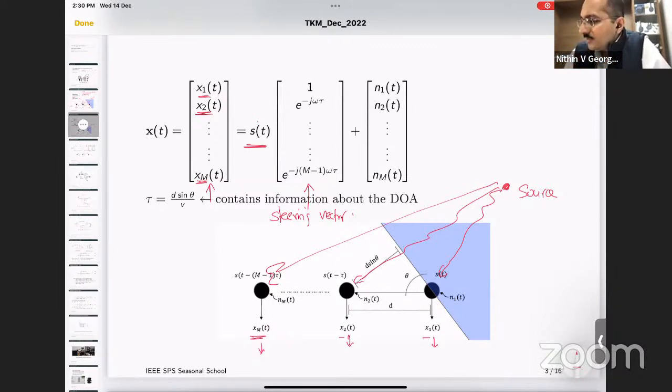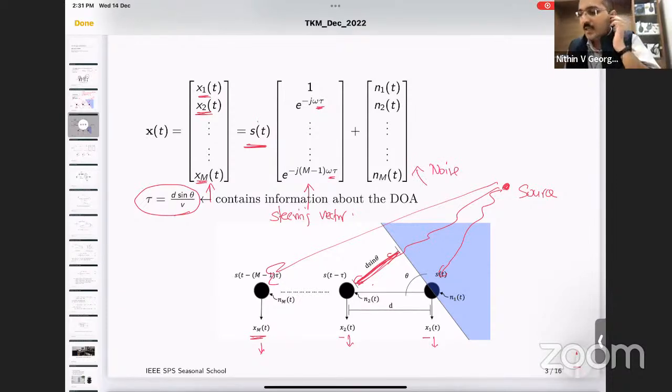If you look at the steering vector, it has a variable called tau. What is this tau? Tau is the time delay between the signal reaching the first sensor and the second sensor, or the second sensor and the third sensor. That is called tau, which is given by this. What is d sine theta? D sine theta is the difference in length. And this n vector is the noise vector.